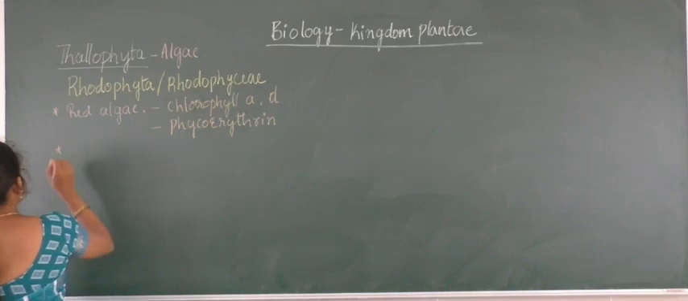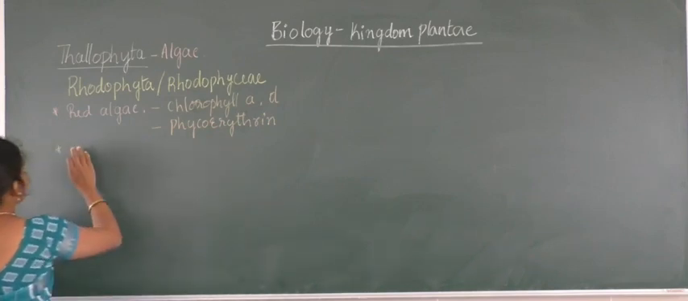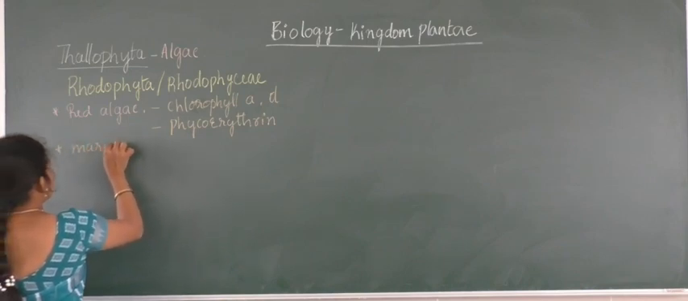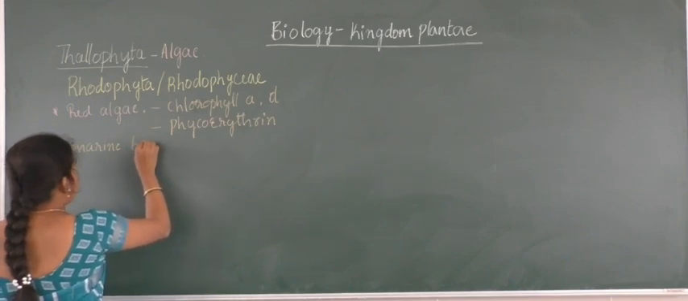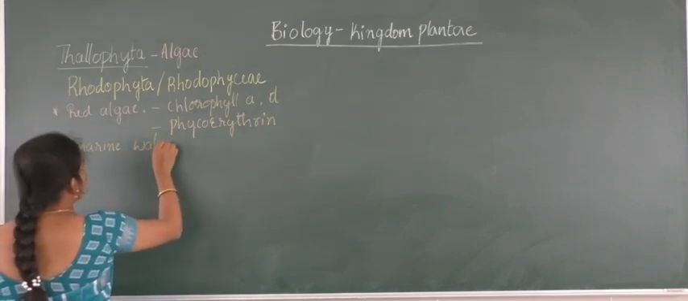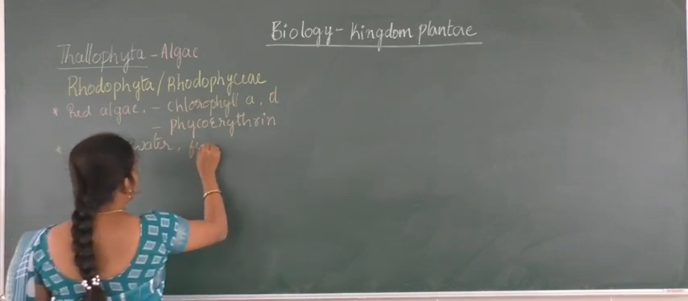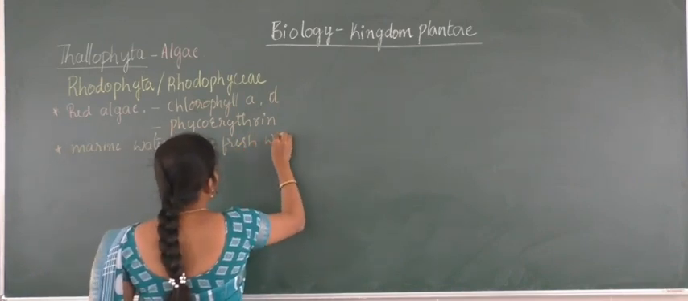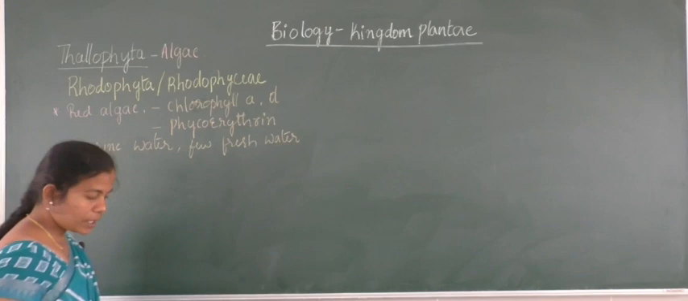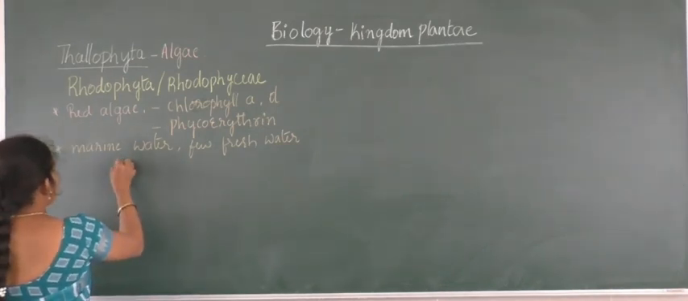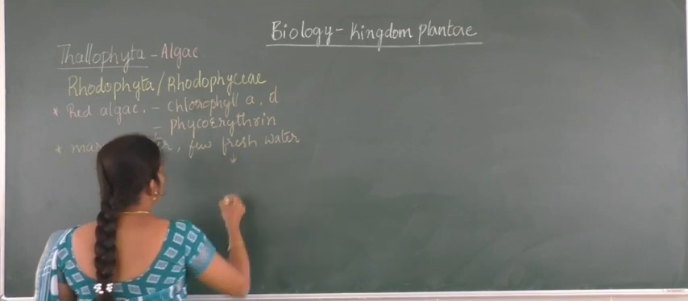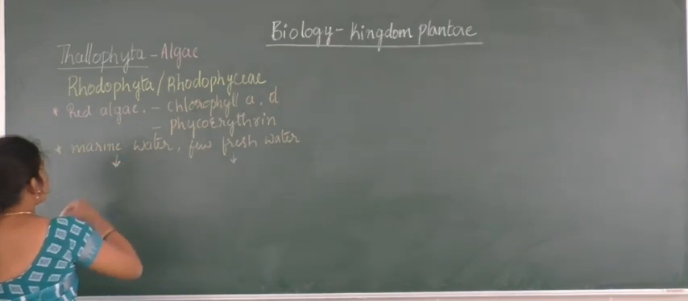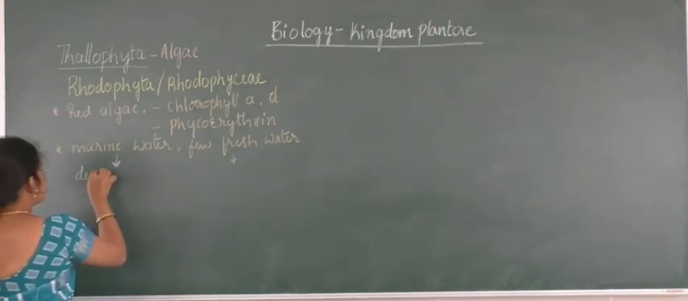Here we need to identify two more important properties. This is present in marine habitat, the majority living in marine water, but only a few are living in freshwater habitat also. We need to find out the two properties in marine water and freshwater, and this will be an important CET question. When it is present in marine water, it is living in deep sea areas.